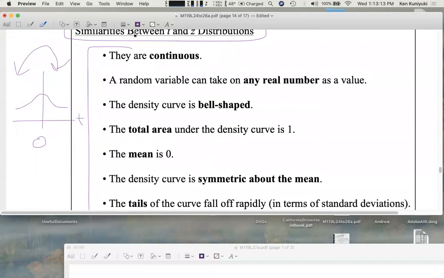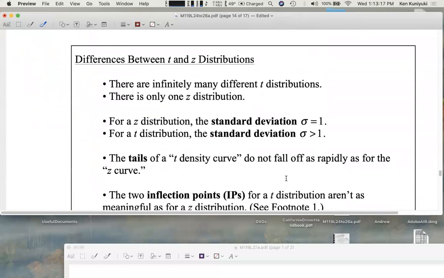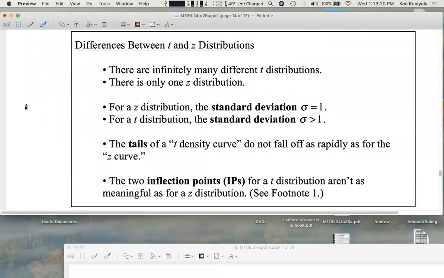But what are some differences? Well, as I said, there's only one Z distribution. Yes, it can be applied to infinitely many normal distributions, but there's only one standard normal Z distribution. But there are infinitely many T distributions. We don't have a standard T distribution, although we do have a generic bell shape.